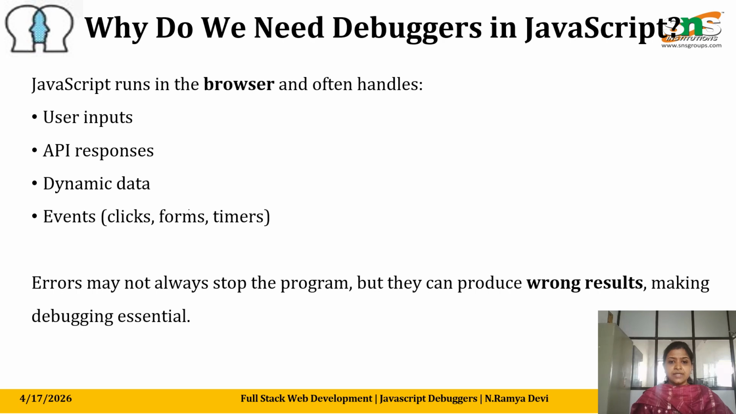Developers can set breakpoints to pause execution at a specific line, and this helps isolate where issues occur. Then we have step-by-step execution: step into functions, step over lines, or step out of functions. This reveals the exact flow of execution. Variable inspection: debuggers show current values of variables, helping detect unexpected or incorrect data.